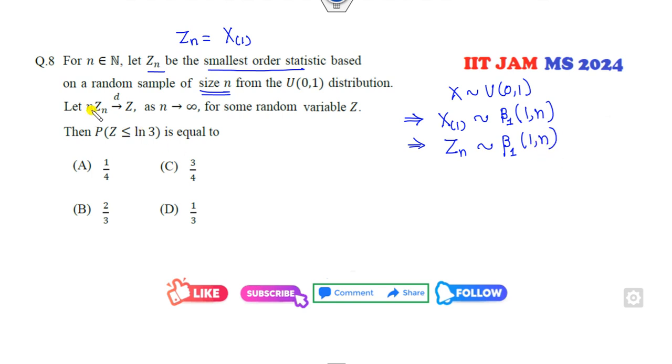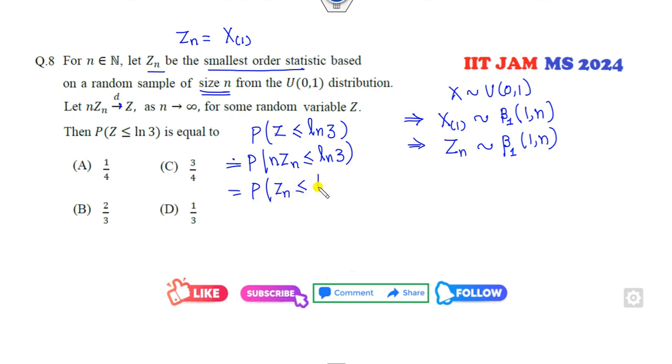Fine. Then n into this will converge to z with the distribution z. Okay, very simple. Fine. We can write in terms of the CDF. So I can substitute the value of z. Z converges to this. Fine. So this number will be Zn less than this. Fine. So how can you solve that?